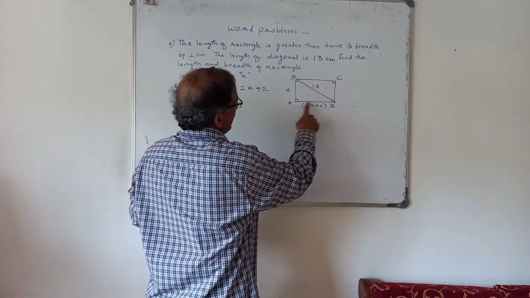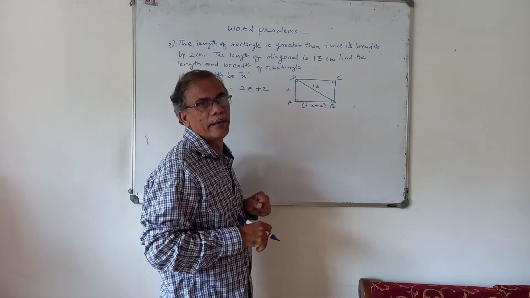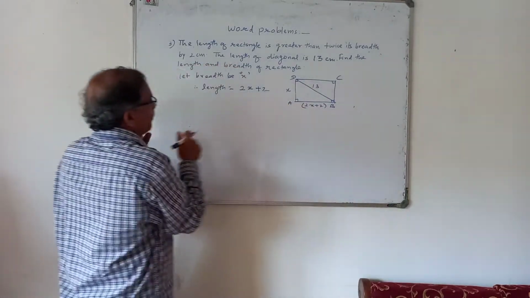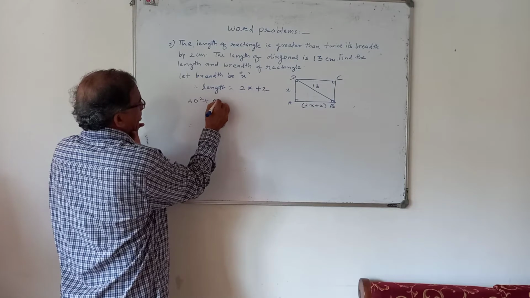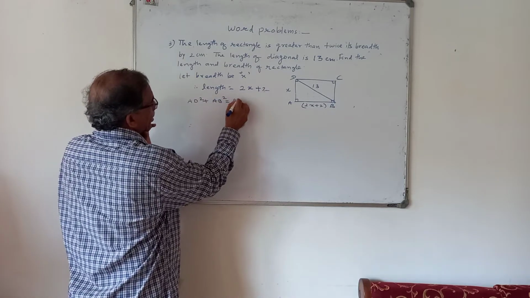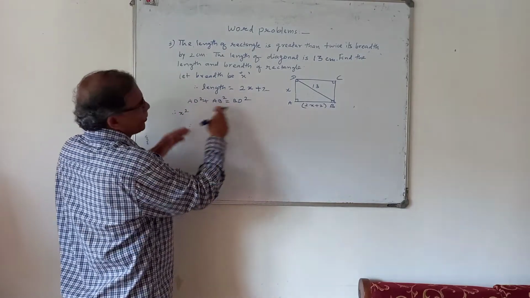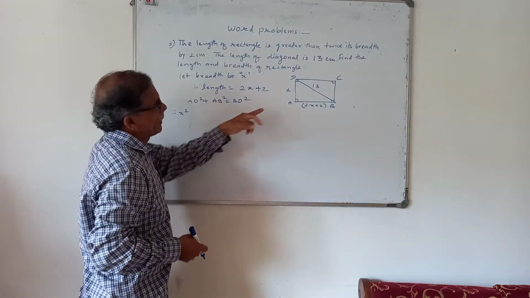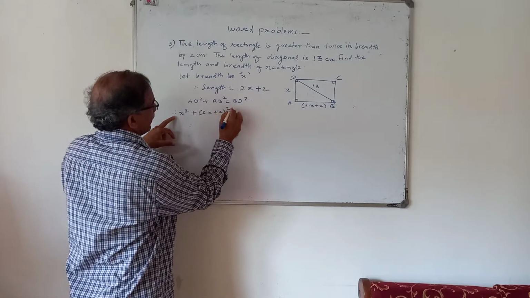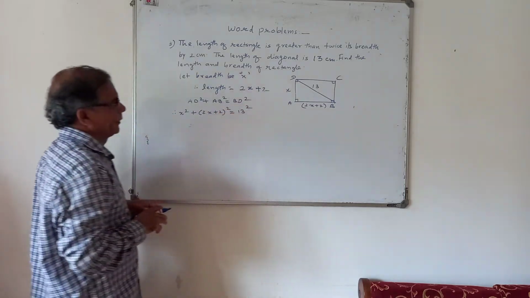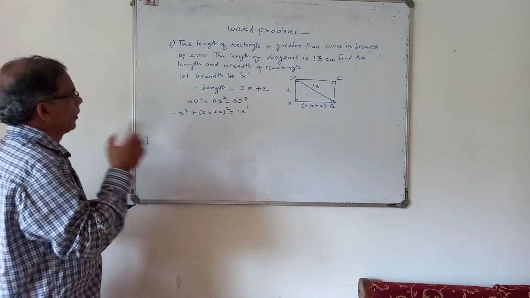Now see, DAB, what type of triangle is it? It is a right angle triangle. We can use Pythagoras theorem here to find x. From the figure, you can write AD square plus AB square is equal to BD square. Otherwise, you can go straight away to the equation from the figure: x square plus 2x plus 2 whole square should be equal to 13 square. Now we have to solve this, and after solving, we will get a quadratic equation.